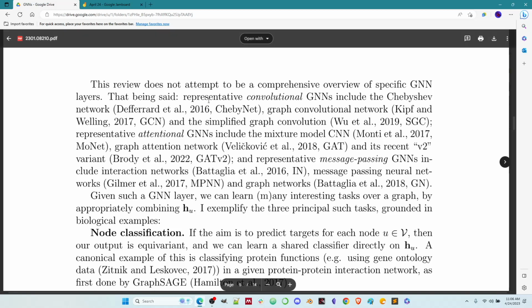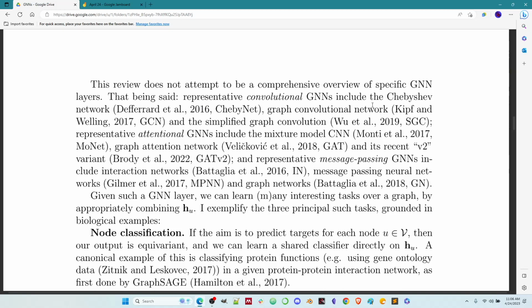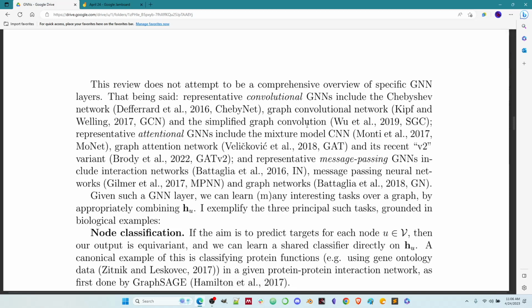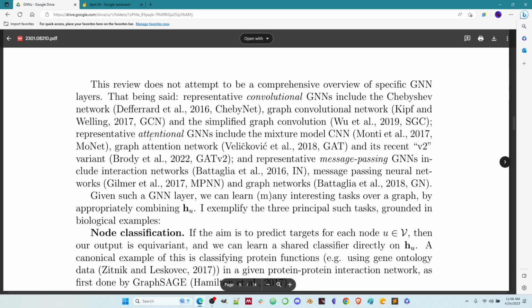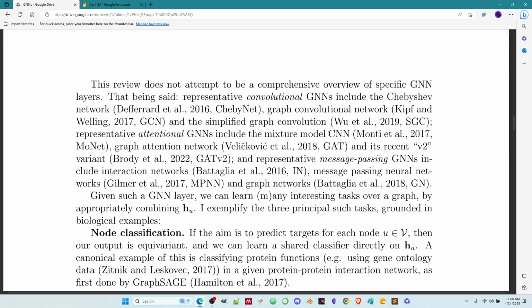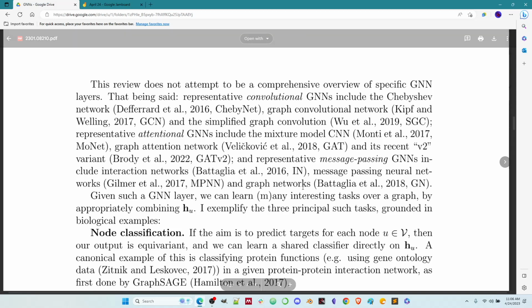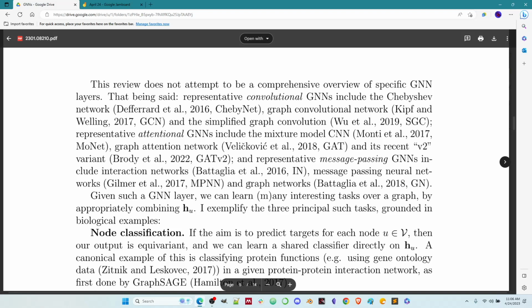So this kind of goes over representative convolutional GNNs, which include the Chebyshev network, graph convolutional network, and the simplified graph convolution. Representative attentional GNNs include the mixture model CNN, graph attention network, and its recent V2 variant. And representative message passing GNNs include interaction networks, message passing neural networks, MPNNs, and graph networks, GNs.